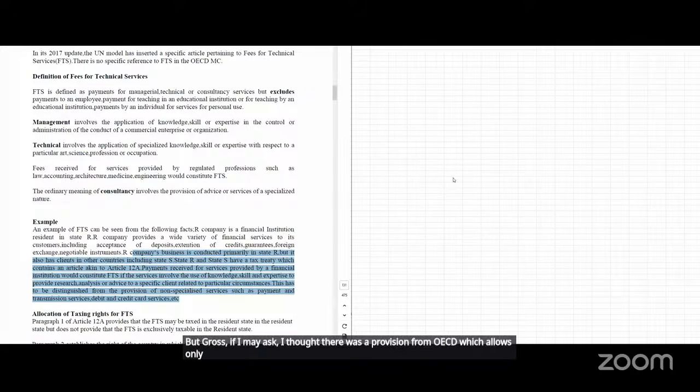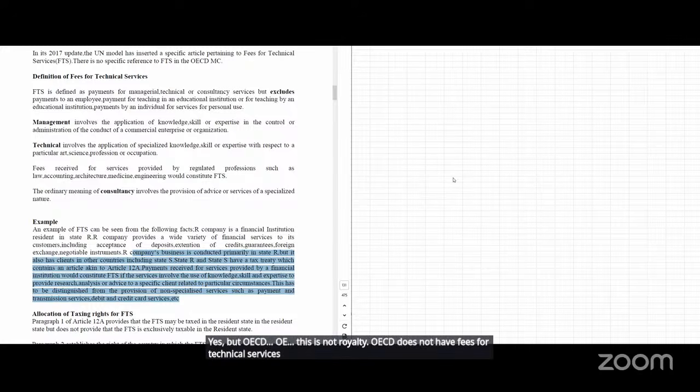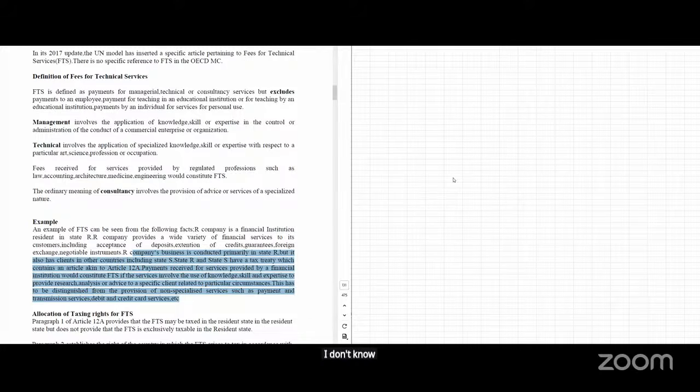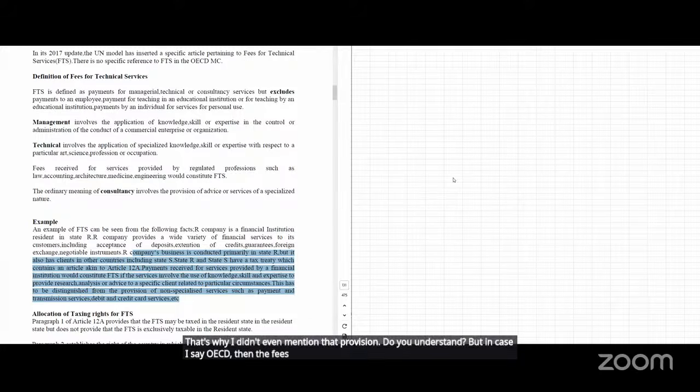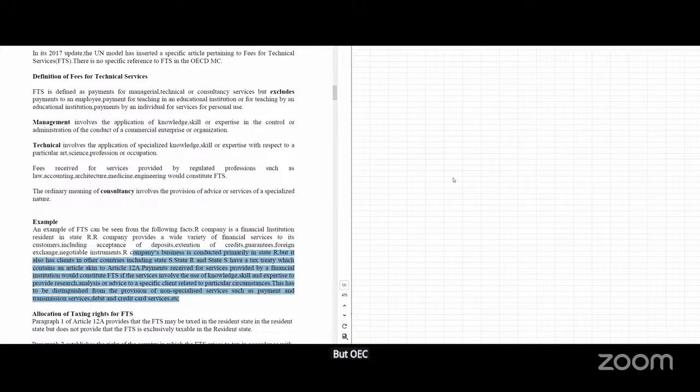Prof, if I may ask, I thought there was a provision from the OECD which allows only the receiving state to tax royalties. Yes, but this is not royalty. The OECD does not have fees for technical services. It's in the UN. That's why I didn't even mention that provision. But in case they say OECD, then the fees for technical service must qualify as royalties. Then if it's not connected to a PE, it's only taxed in the resident state. But the OECD doesn't have this. It's the UN model.